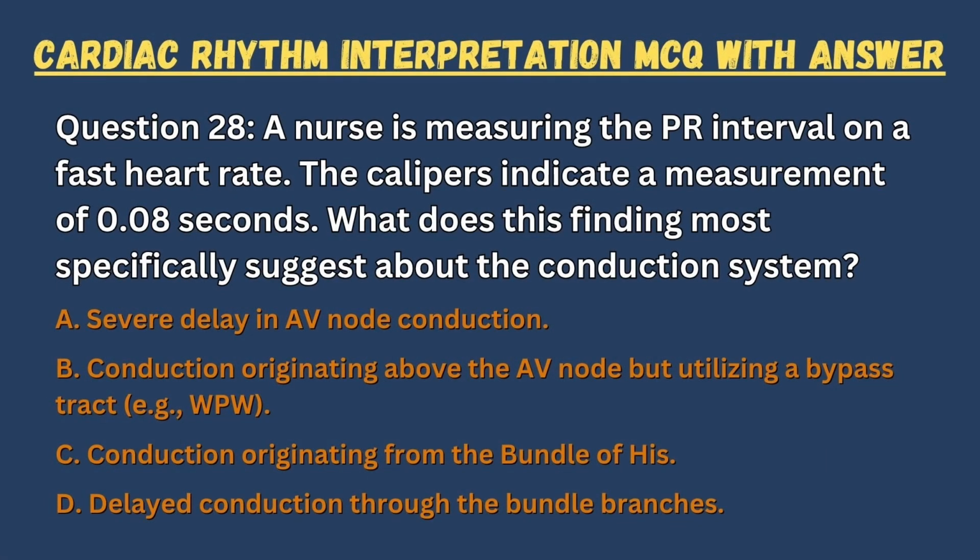Question 28. A nurse is measuring the PR interval on a fast heart rate. The calipers indicate a measurement of 0.08 seconds. What does this finding most specifically suggest about the conduction system? A. Severe delay in AV node conduction. B. Conduction originating above the AV node, but utilizing a bypass tract, for example WPW. C. Conduction originating from the bundle of His. D. Delayed conduction through the bundle branches.